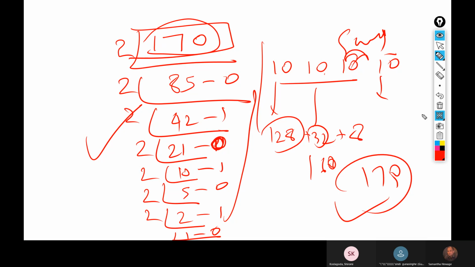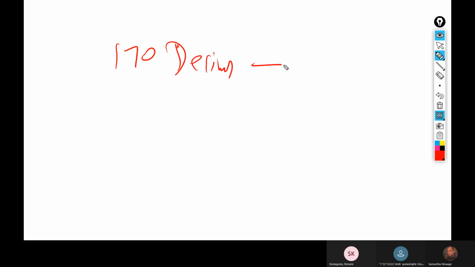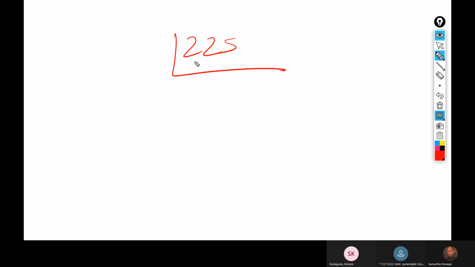So now it's okay. So 170, that means 170 decimal equals binary 10101010 base 2. Okay, we will do another value. We'll say 225, something like that. We are dividing by 2, right? You just concentrate. I am calculating. If I make a mistake, please let me know.